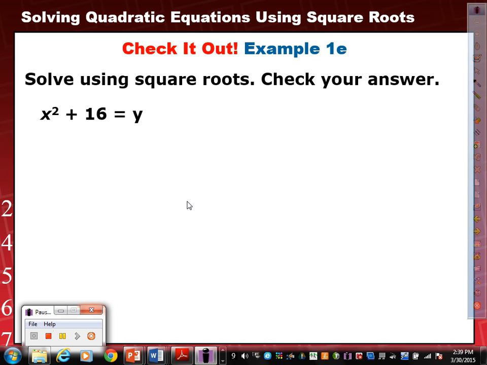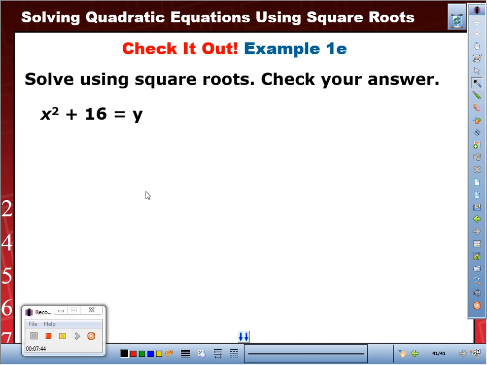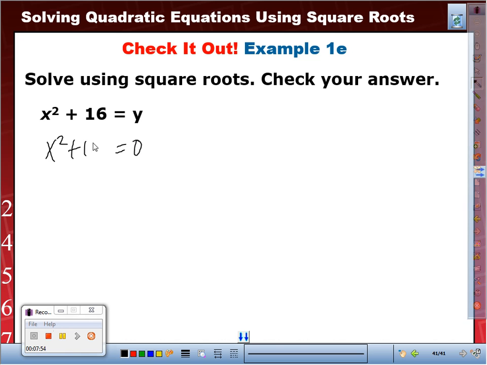Alright, here we go. Pens down, eyes up here. Writing utensils down, please. Eyes up here. Let me go over something really quick. So the first thing you should have done, substitute 0 for y. This is x squared plus 16 equals 0. Are we there so far?